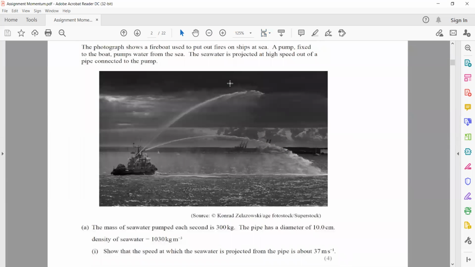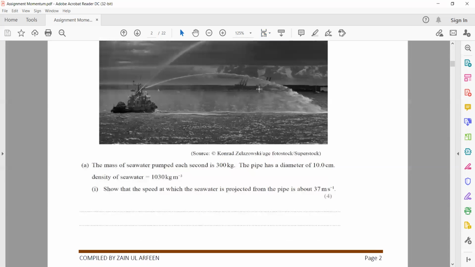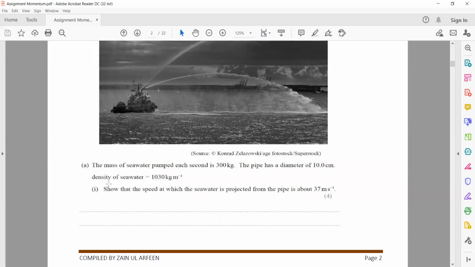In question 2, which is a structured question, the photograph shows a fireboat used to put out fires on a ship at sea. A pump fixed to the boat pumps water from the sea. The seawater is projected at high speed out of the pipe which is connected to the pump, as you can see in the picture. The mass of seawater pumped each second is 300 kilograms. The diameter is 10 centimeters and the density of seawater is 1030 kilograms per meter cubed. Show that the speed at which the seawater is projected from the pipe is about 37 meters per second.